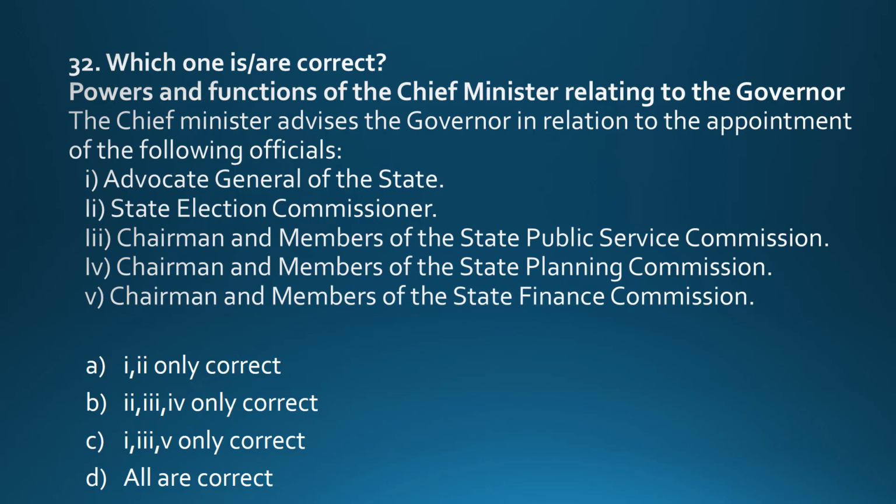Question number 32. Which one is or are correct? Powers and functions of the Chief Minister relating to the Governor. The Chief Minister advises the Governor in relation to the appointment of the following officials. 1. Advocate General of the State. 2. State Election Commissioner. 3. Chairman and members of the State Public Service Commission. 4. Chairman and members of the State Planning Commission. 5. Chairman and members of the State Finance Commission.